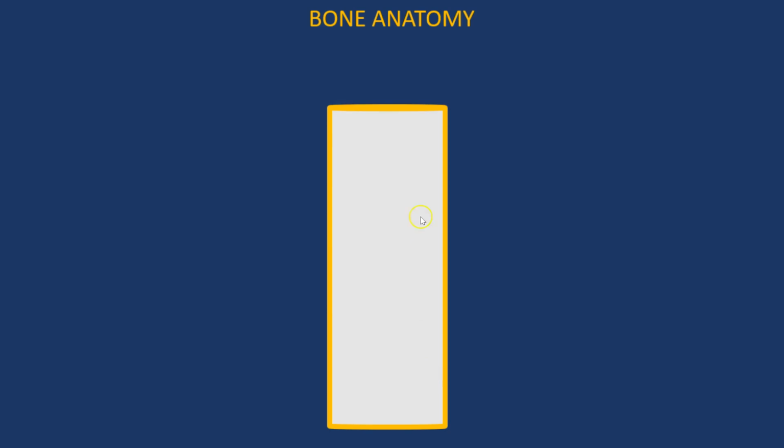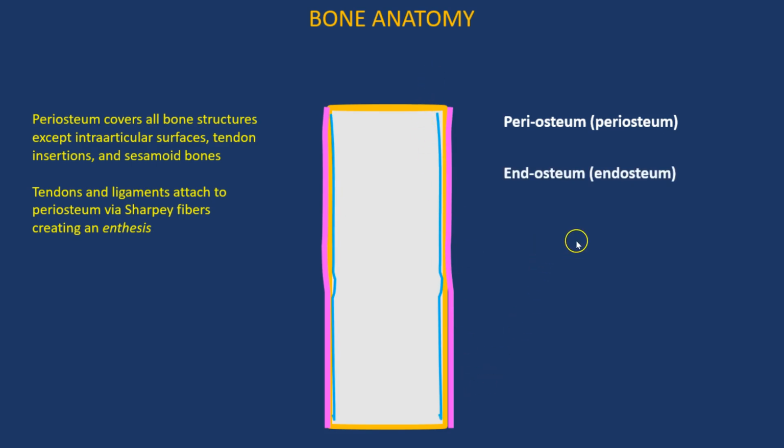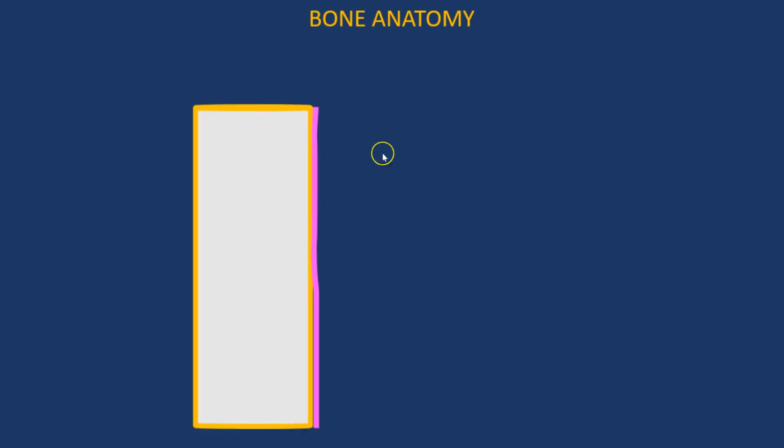So here's our typical bone, long bone, for example, with inner cancellous and outer cortical bone. And on the outside of this bone is a strip of connective tissue called the periosteum, and on the inside is a strip of tissue called the endosteum. Periosteum covers all bone surfaces except intra-articular anatomy. It would reflect and form part of the joint capsule. For our purposes, we're going to study the periosteum a little bit more.